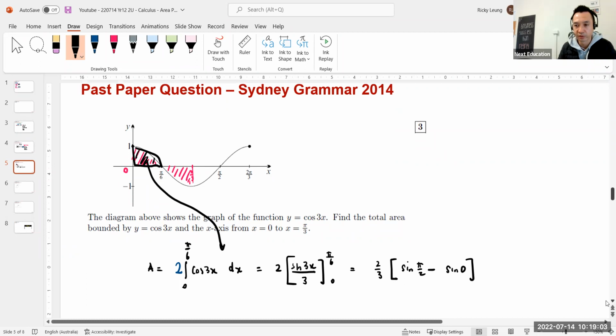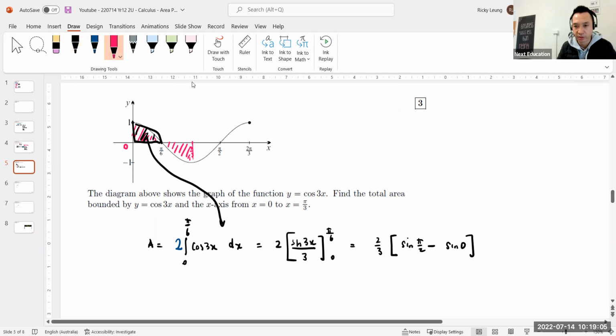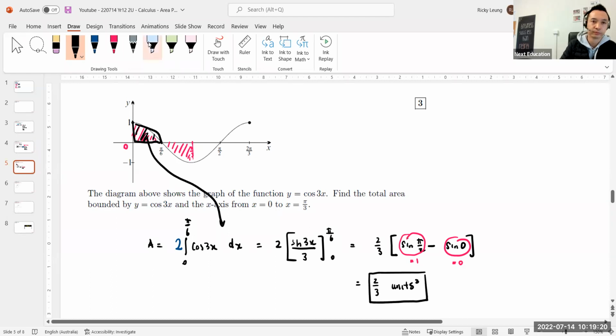Now we know that sine pi on 2 is 1. That's 0. So very simply, 1 times 2 on 3 units squared. Simple, right? Easy, done. All right, next one.